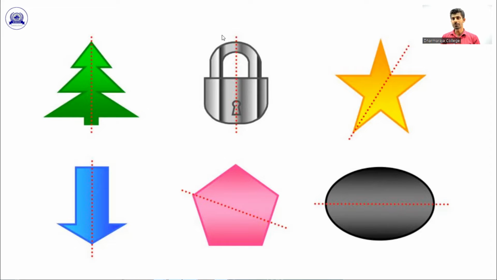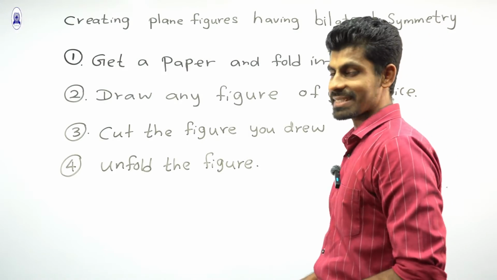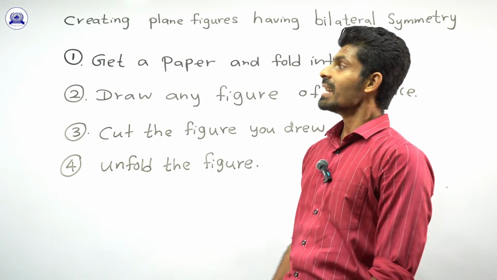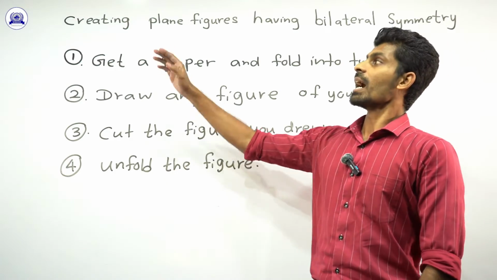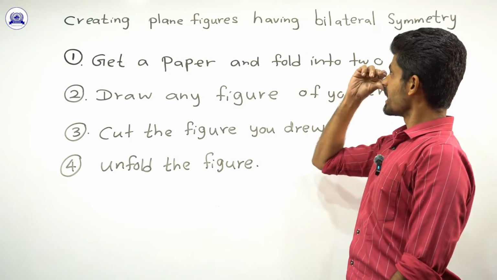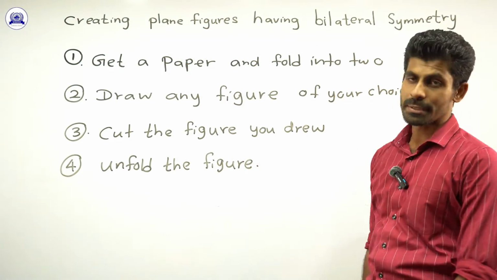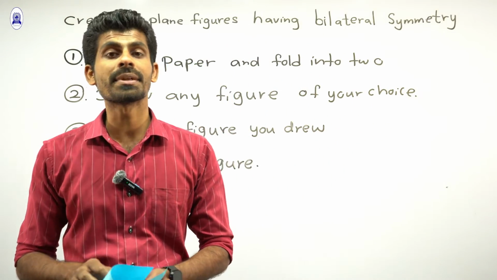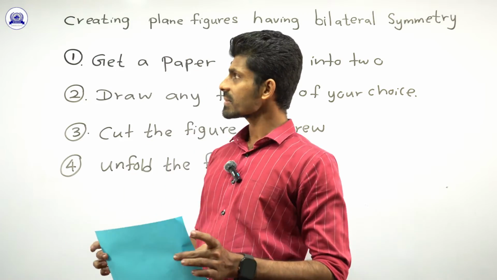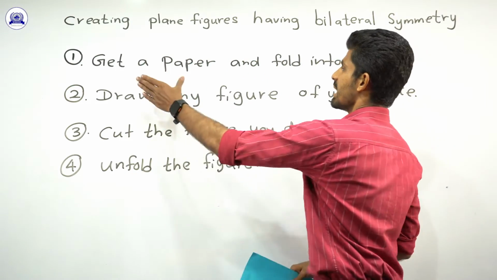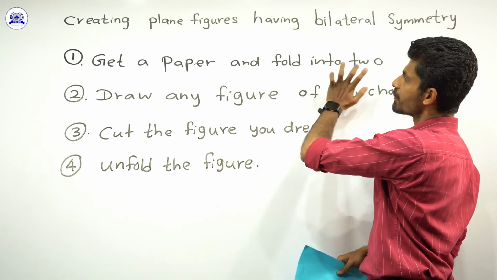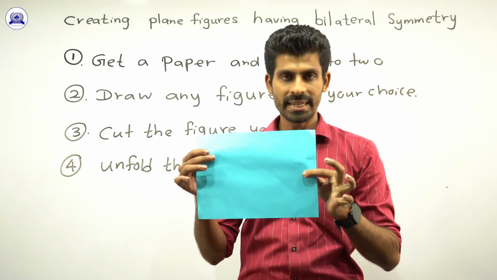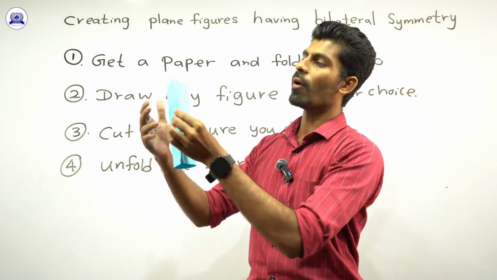Then you need to do this one very clearly and neatly, right? Okay. Right. Look at this one. Let's try to learn creating plane figures having bilateral symmetry. That means how to create bilaterally symmetric plane figures. Look at the first step. Get a paper and fold it into 2.